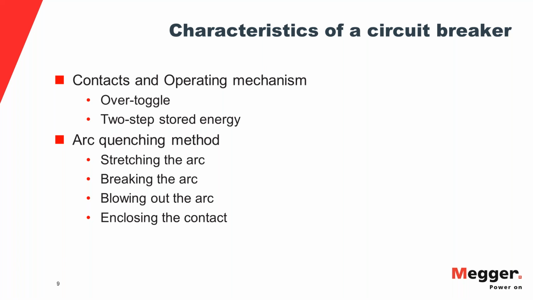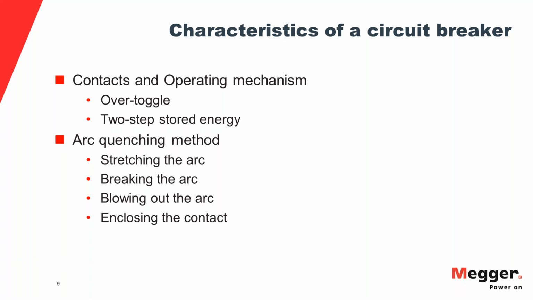Then you have the arc quenching method. When the current is interrupted, an arc is created, and that arc needs to be extinguished quickly for the safe interruption of the current. Now, this arc quenching is done by using various techniques. One of them is stretching the arc. The arc is stretched by moving the contacts apart. So when the contacts move further away, the arc gets stretched and it weakens to the point where it gets extinguished. Then you have breaking the arc, where the arc is broken up by using arc chutes.